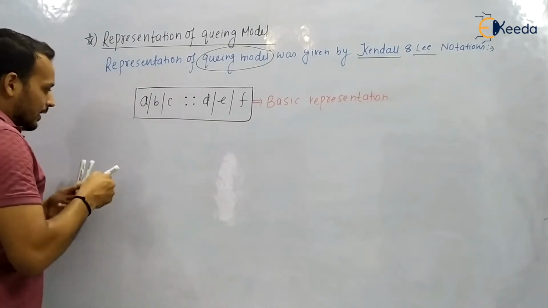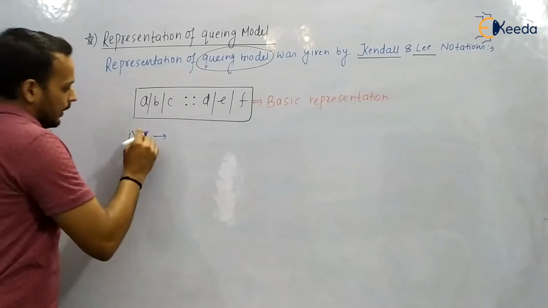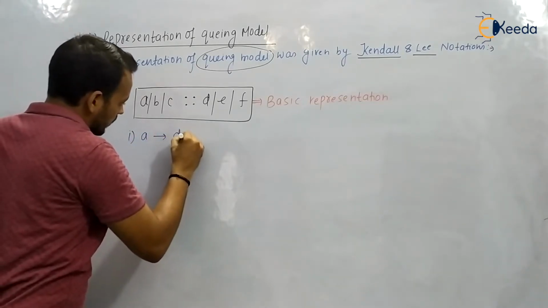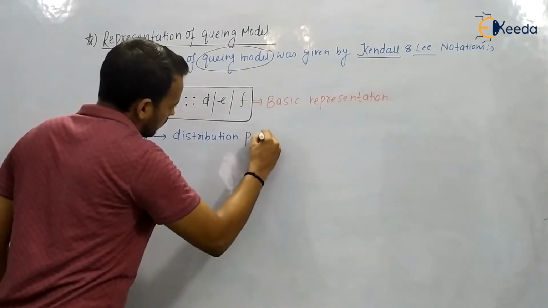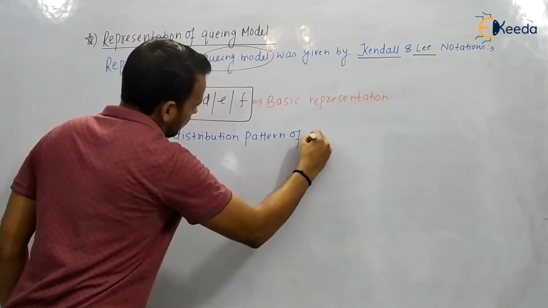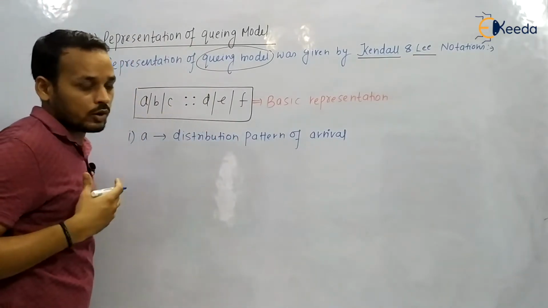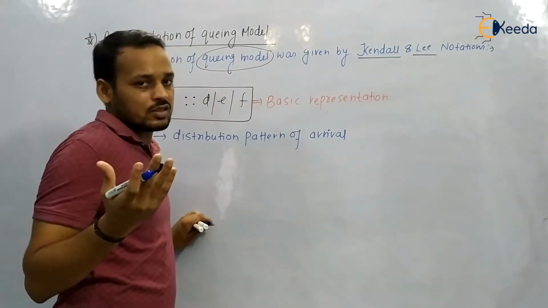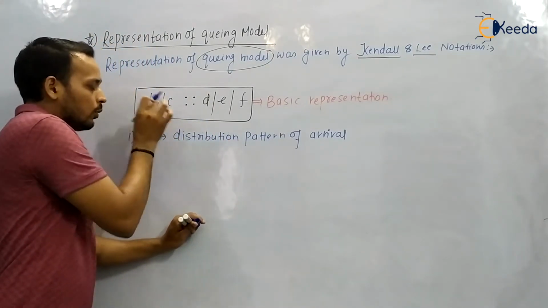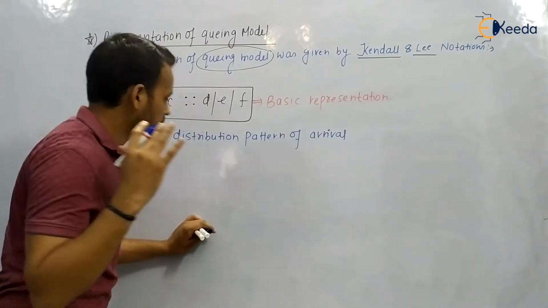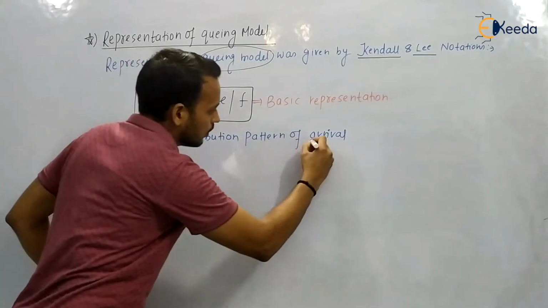So what does A represent? A represents the distribution pattern of arrival. We know that it is going to follow Poisson's distribution. So here we write that arrival follows the Poisson's distribution or any other distribution. The first letter A represents the distribution pattern of arrival.